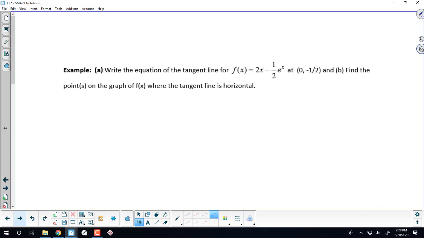So we'll see that quite frequently. Where the tangent line is horizontal, we've already talked about it, but anytime you're asked to find where the tangent line is horizontal, you have to take the derivative function, set it equal to 0, and solve for x. That's always the procedure to find a horizontal tangent.